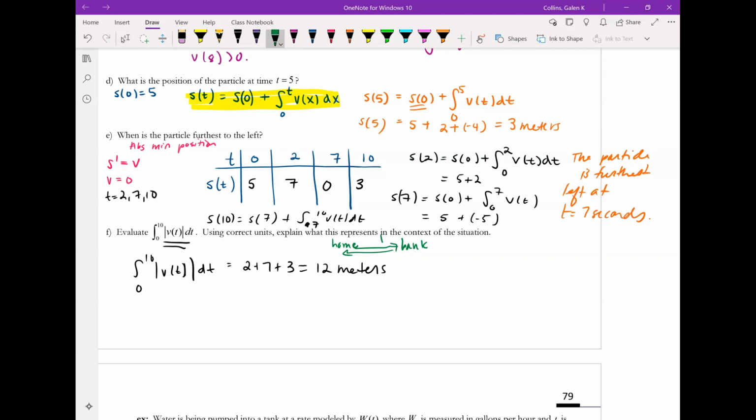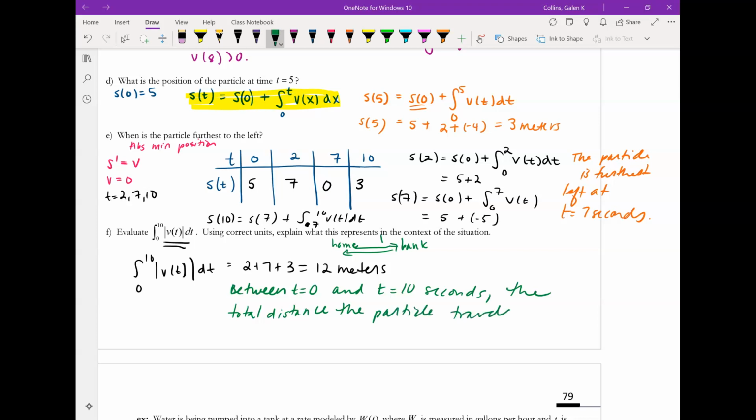Okay, so I'm going to start it with the time intervals. So between t equals 0 and t equals 10, seconds, the total distance the particle travels is 12 meters.